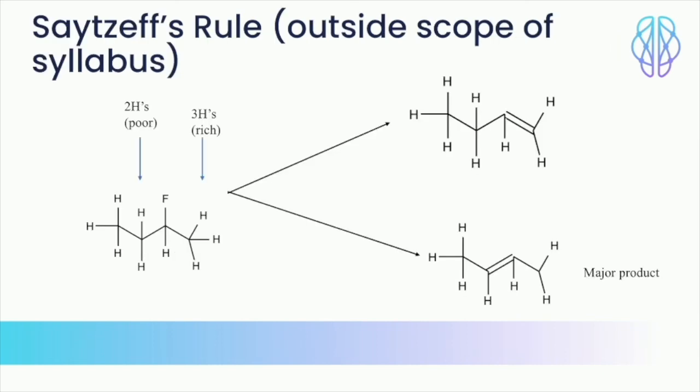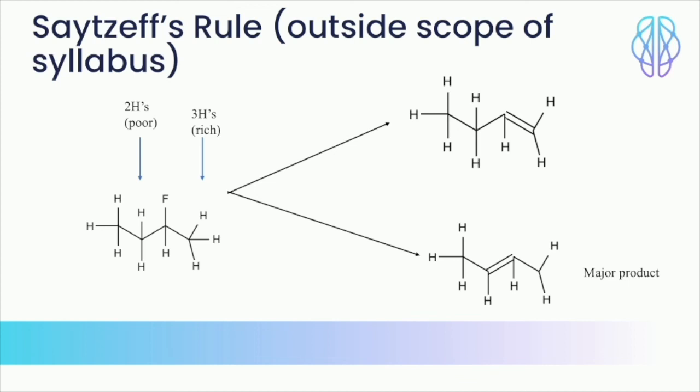Now, to predict where the double bond's going to form, we need to apply something called Zaitsev's rule. If you're after just the high yield content, this is outside the scope of the syllabus, and there is no practical reason why you would get examined on this or need to know this. However, if you're generally curious or like chemistry, I recommend you stick around and follow along with this explanation.